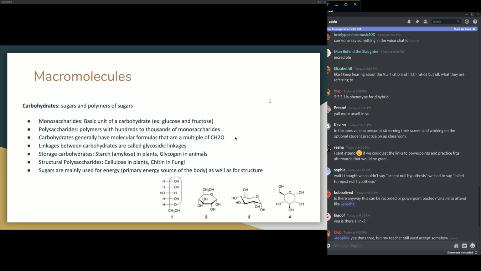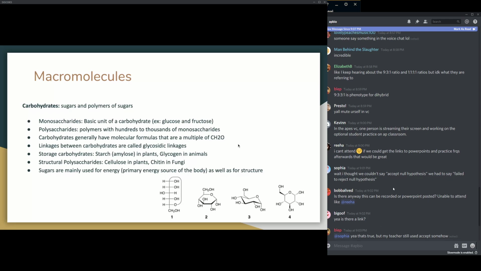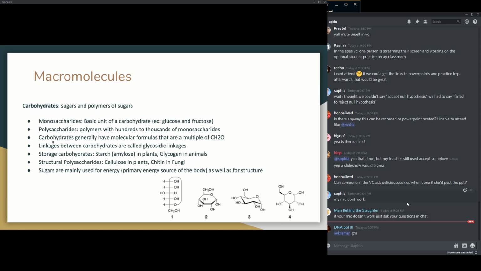So usually all your carbohydrates are going to have this structural formula, or a multiple of that. And linkages between carbohydrates are called glycosidic linkages, and I think it might be better to memorize all the different names for the bonds between monomers for different macromolecules. So carbohydrate linkages are called glycosidic linkages.